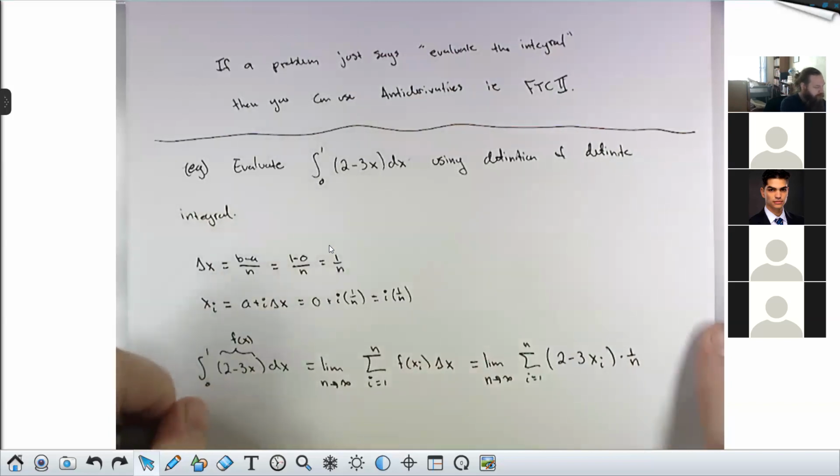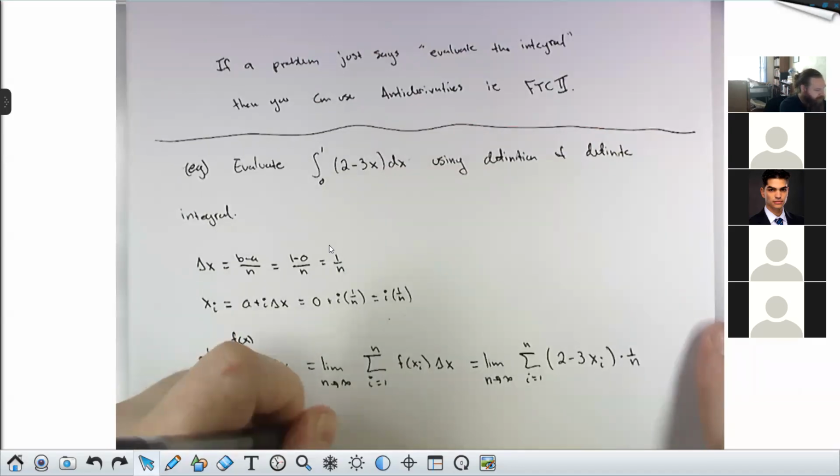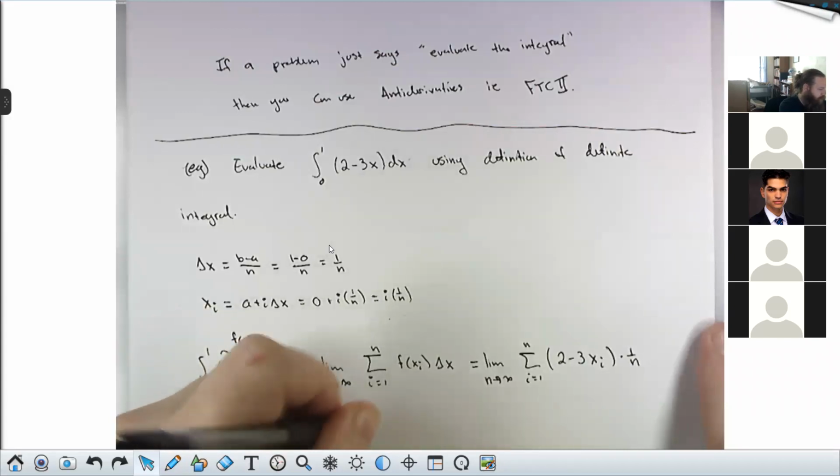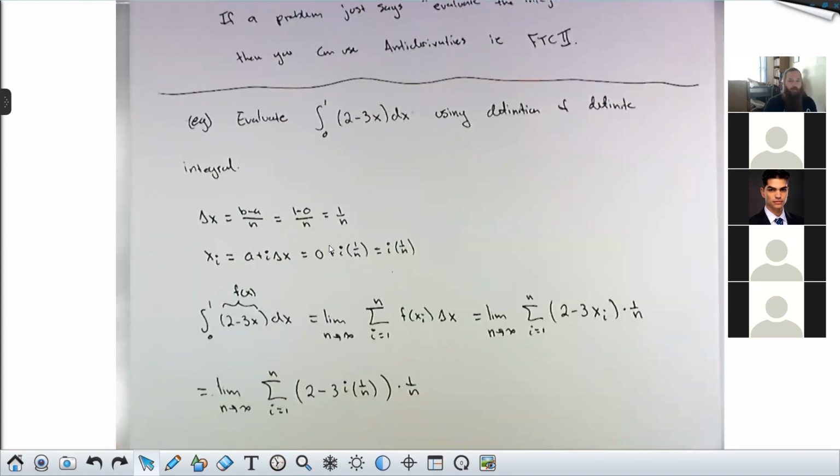I'll continue down here. This is the limit as n goes to infinity of the sum from i equals 1 to n. xi was i times 1 over n. So this is 2 minus 3 times i times 1 over n, all times 1 over n. If I just asked you to express the integral as a limit of Riemann sums, you could stop here. But if we said, then go on and evaluate that integral as a limit of Riemann sums, like find me the answer, we've got more work to do.